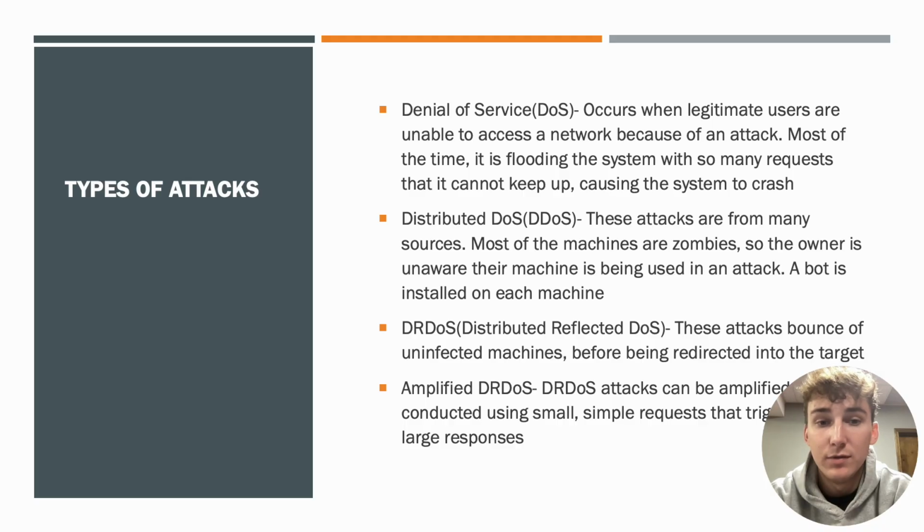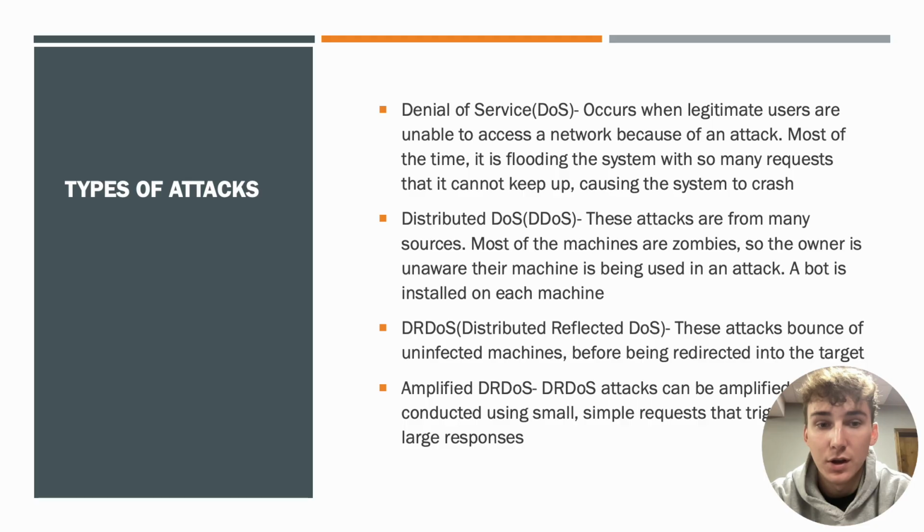So distributed reflected DOS, or DRDOS, these attacks bounce off uninfected machines. And after that, it is reflected or redirected onto the actual target. So for distributed attacks, all the machines that it bounces off of are infected and used as zombies. For the DRDOS, it bounces off machines that aren't actually infected.